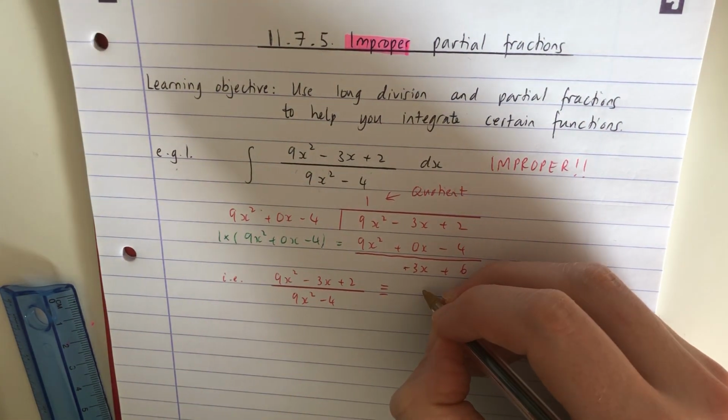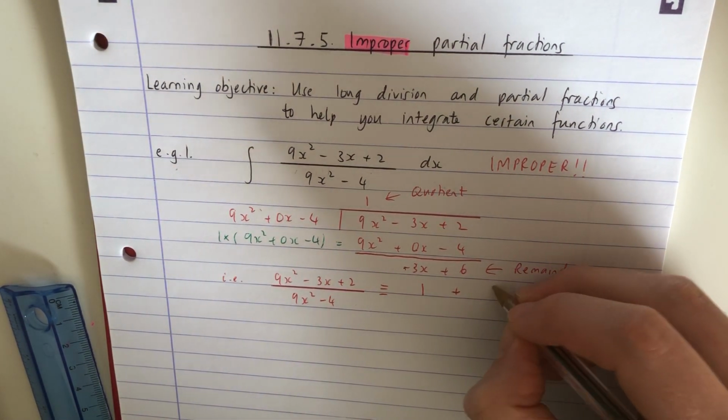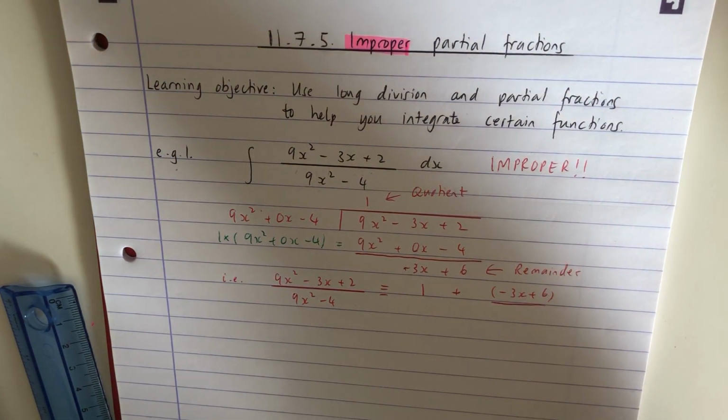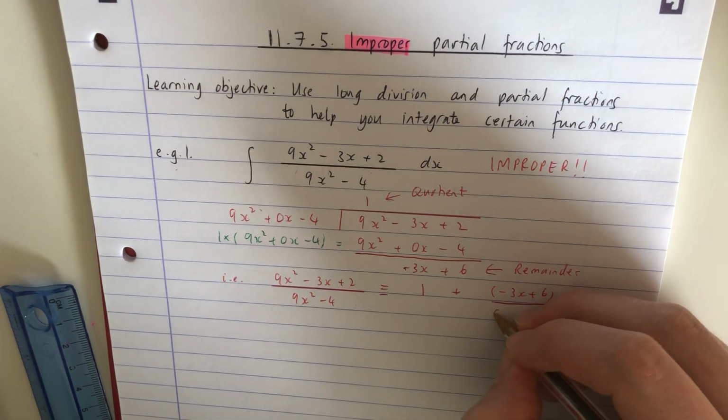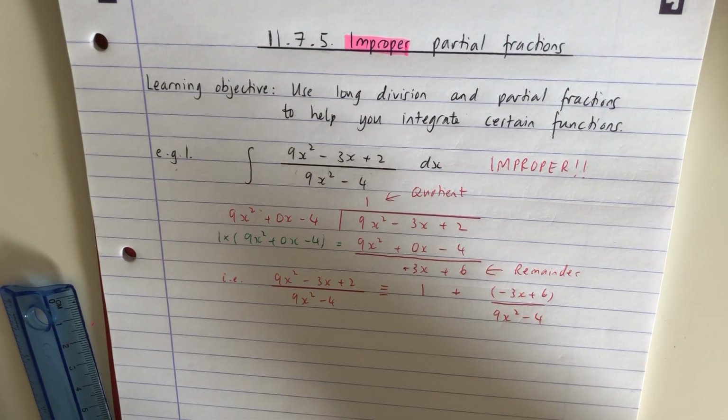So this would be equal to the quotient plus the remainder over what you were dividing by. And I was dividing by 9x squared subtract 4. Like that. So that's the first step, first of many.